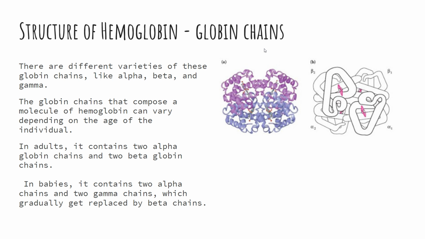The globin chains that compose a molecule of hemoglobin can vary depending on the age of the individual. In adults, it contains 2 alpha globin chains and 2 beta globin chains. In babies, it contains 2 alpha chains and 2 gamma chains, which gradually get replaced by beta chains.